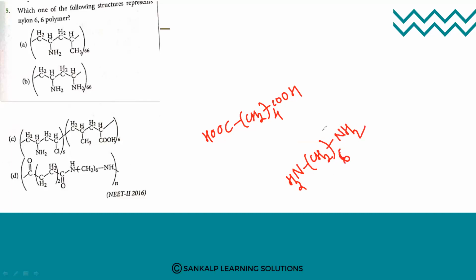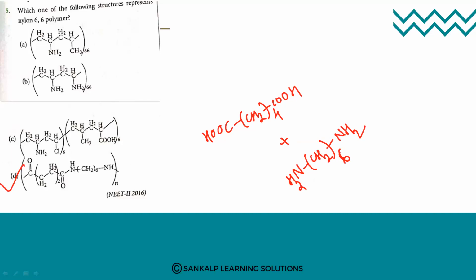Which of the following structures represents nylon 66 polymer? How is nylon 66 formed? Nylon 66 is formed from monomers like adipic acid and hexamethylene diamine. Adipic acid is COOH, CH2 four times, and COOH. Hexamethylene diamine is NH2, CH2 six times, and NH2.